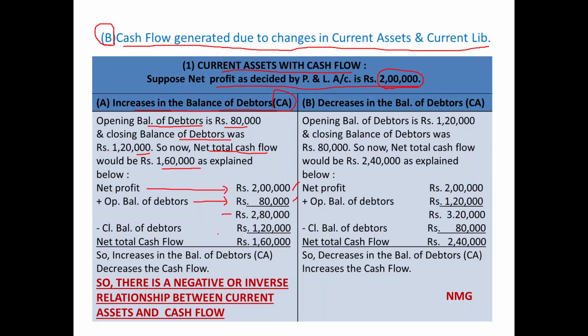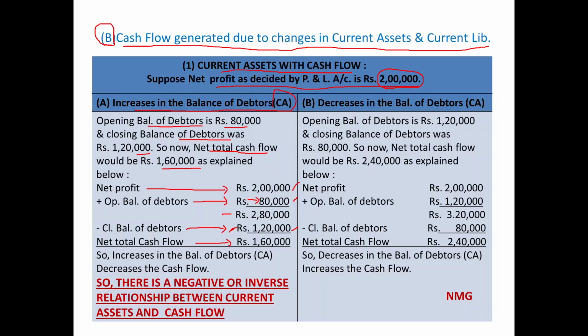Now it is 2,80,000. Closing balance at the end of the year 1,20,000. Your money is lying with your debtors at the end of the year. Out of whatever credit sales you made in this year, 1,20,000 is still lying with your debtors. These have not been received this year, they will be received next year. So in next year's cash flow, they will be added just as this 80,000 has been added. So your money is tentatively lying with your debtors at the end of the year. So cash flow has been decreased by this 1,20,000. Deduct it. That gives net total cash flow 1,60,000.